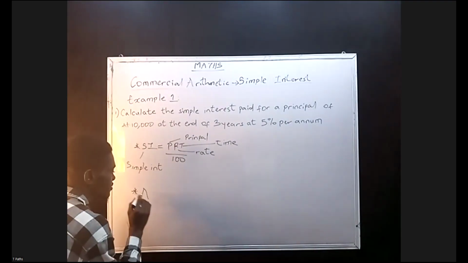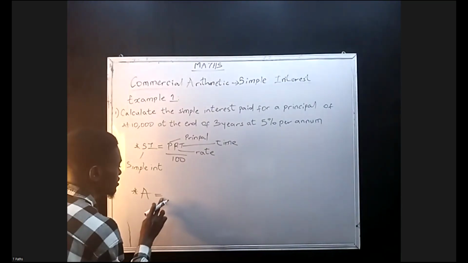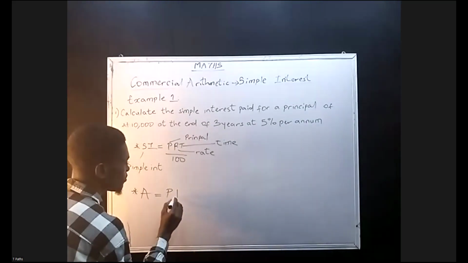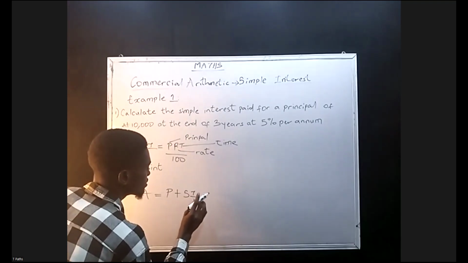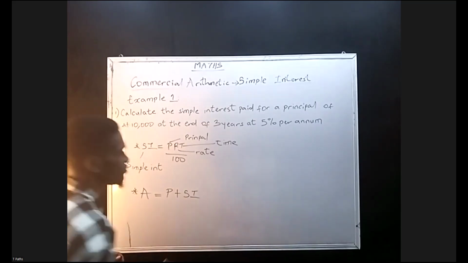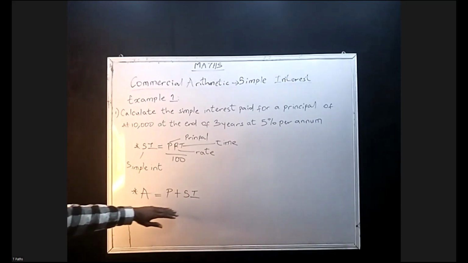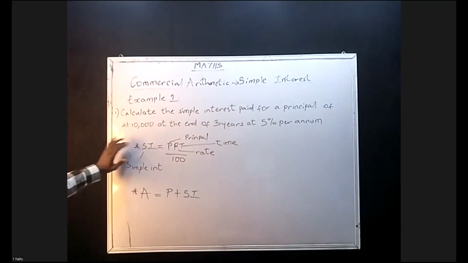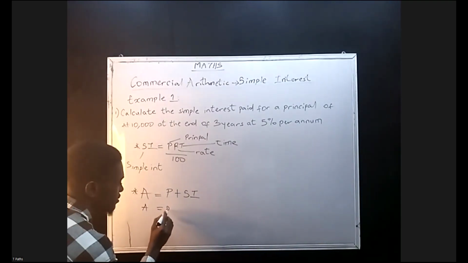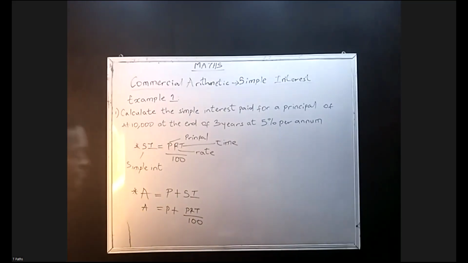So now the amount is equal to the principal plus simple interest. Are you with me? So the formula for amount is principal plus the simple interest, while the formula for simple interest is PRT over 100. So in this case, we can still say the amount is equal to P plus PRT over 100. All right.